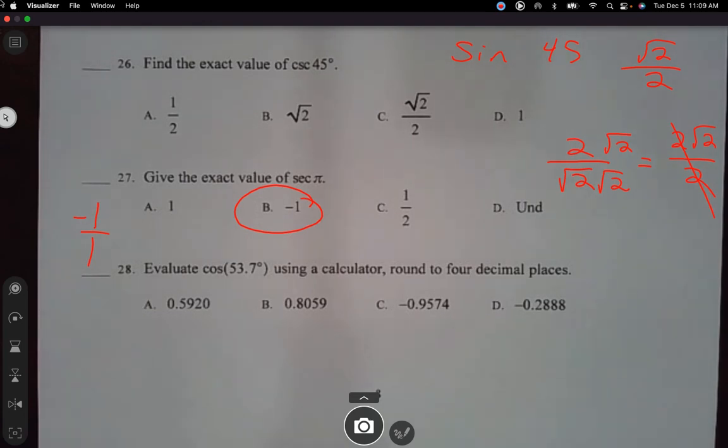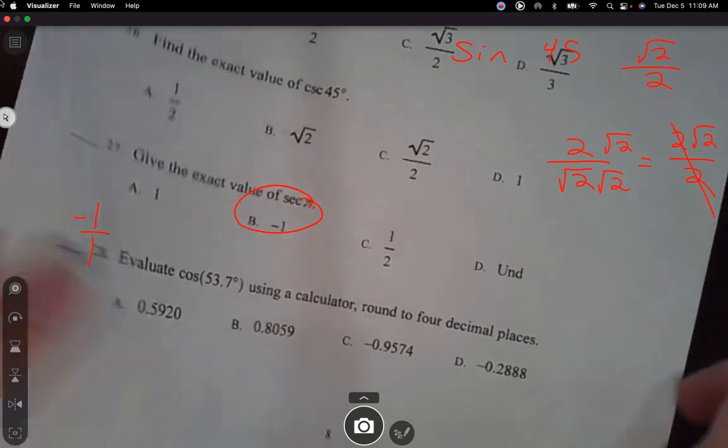We'll see. Does everybody get A? Yes, 28 is A. 26 and 27 were both B. The next one is just like the other ones we just did.